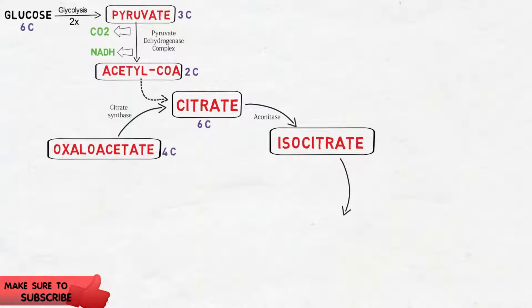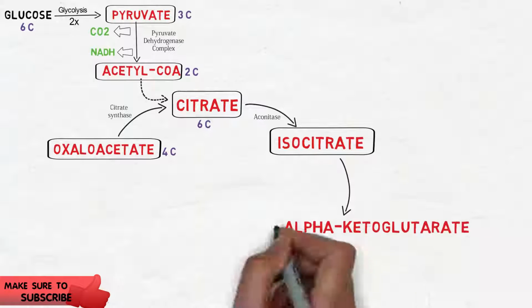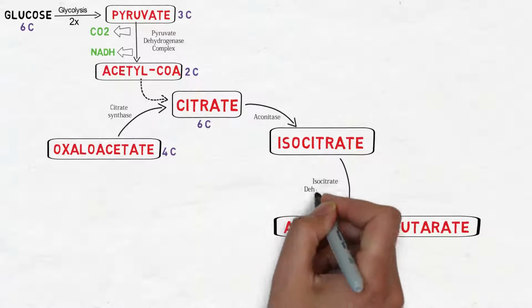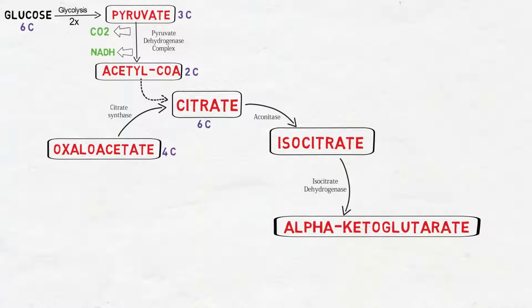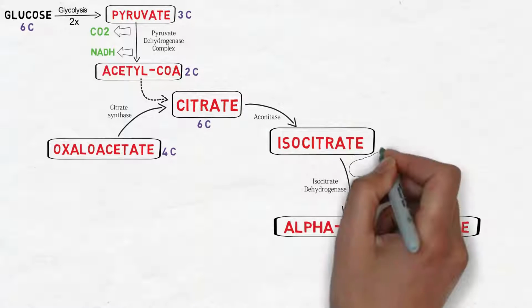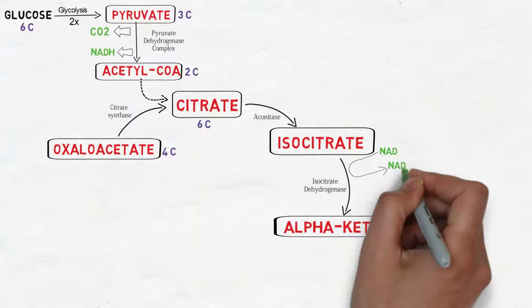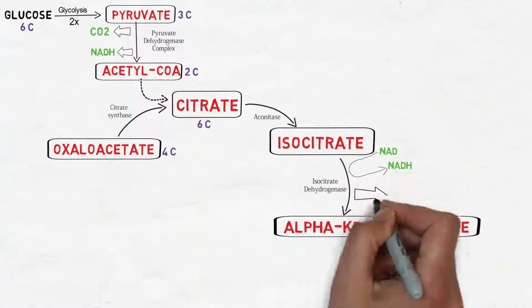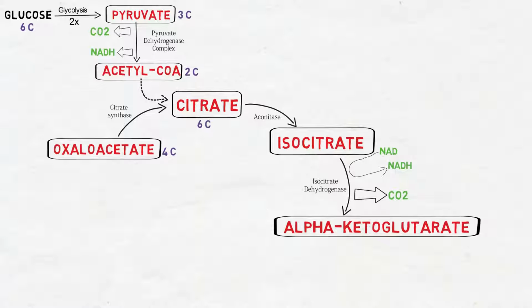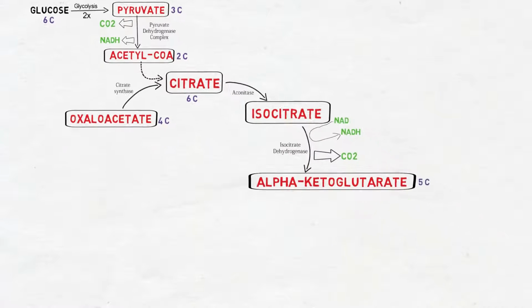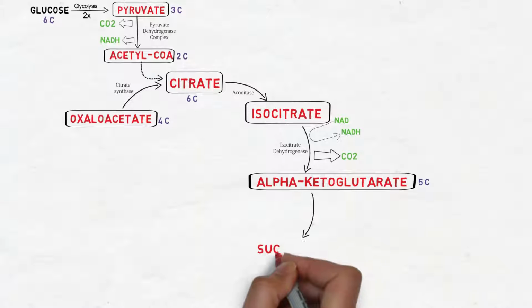Next, the isocitrate is oxidized into alpha-ketoglutarate by the enzyme isocitrate dehydrogenase. And in this reaction, a molecule of NAD is reduced to NADH and a molecule of carbon dioxide is generated. Hence, the alpha-ketoglutarate is a 5-carbon compound since one molecule of carbon is lost into carbon dioxide.